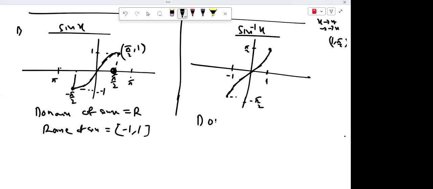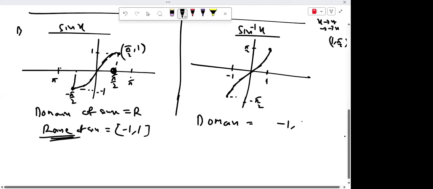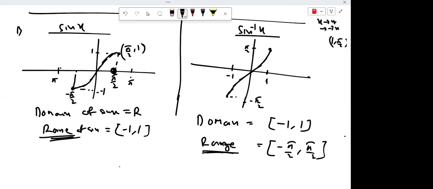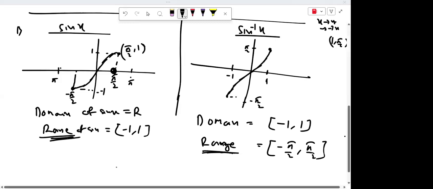And if you see here, the range becomes the domain. So the domain will be from -1 to 1, and the range, as we have restricted it here, will be minus pi by 2 to pi by 2. Is everyone clear why the range is minus pi by 2 to pi by 2? Yes or no? Okay, please note it down.